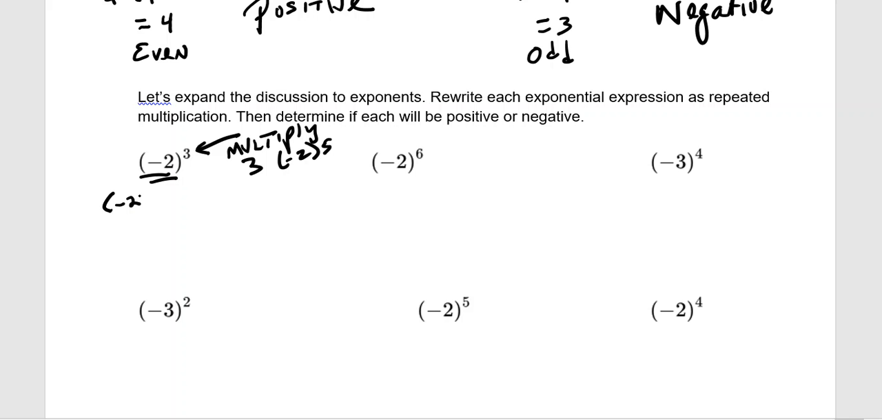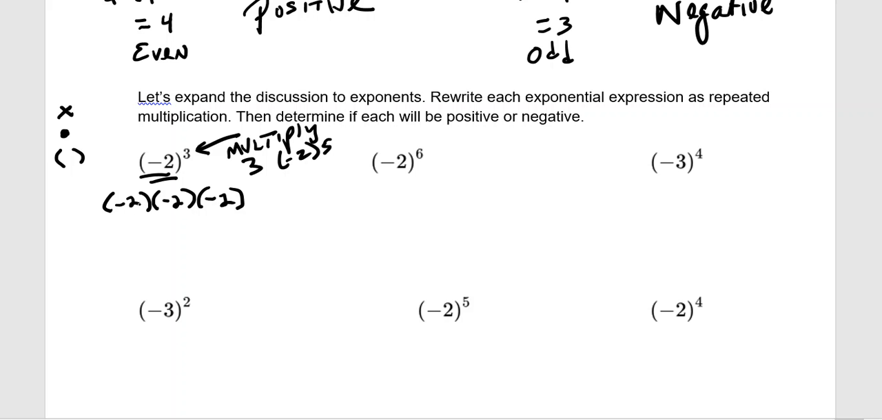If I were to write it out as repeated multiplication, it would be negative 2 times another negative 2 times another negative 2. Now notice I'm using parentheses as multiplication. We should be familiar with that being one of our forms of multiplying. I could use a multiply symbol, I could use a dot, or I could use the parentheses. I like the parentheses in this case. So negative 2 times negative 2 times negative 2.